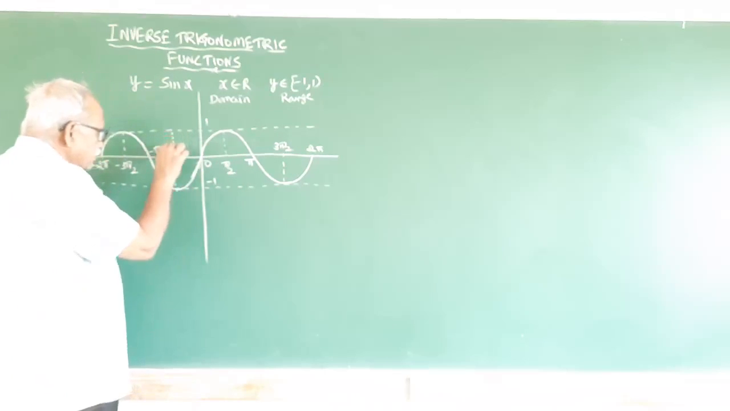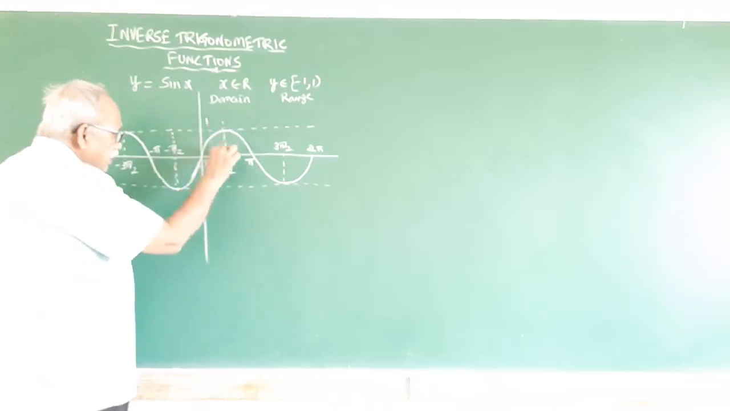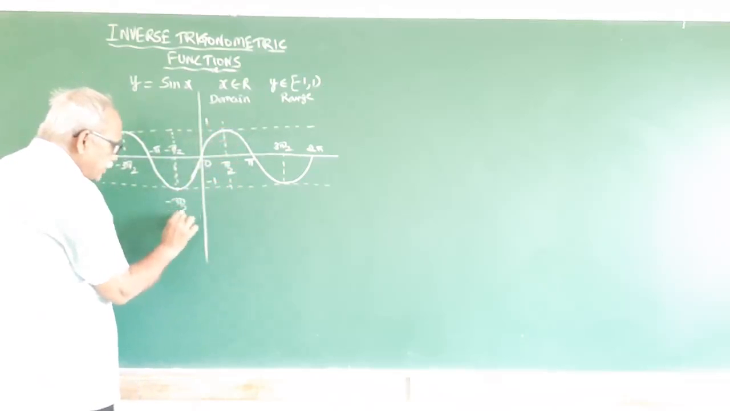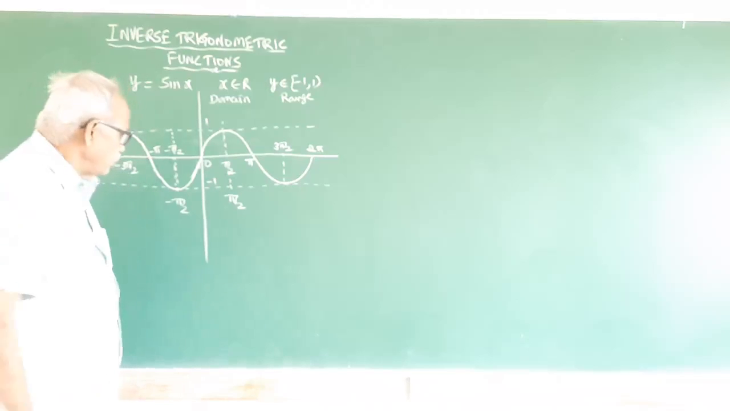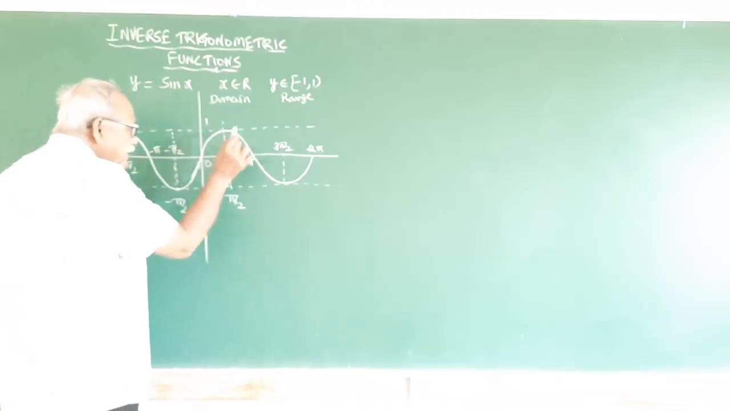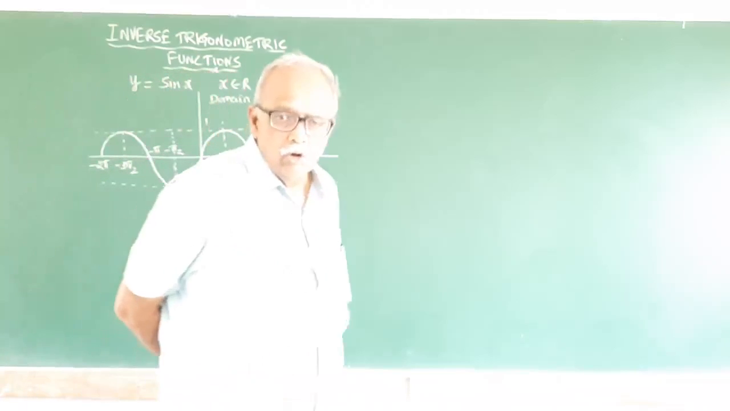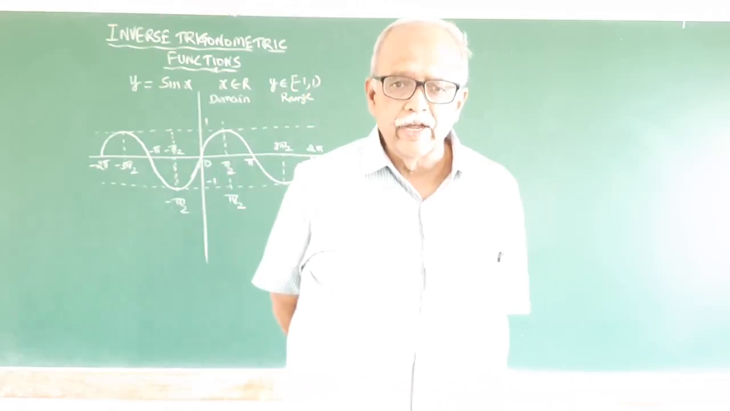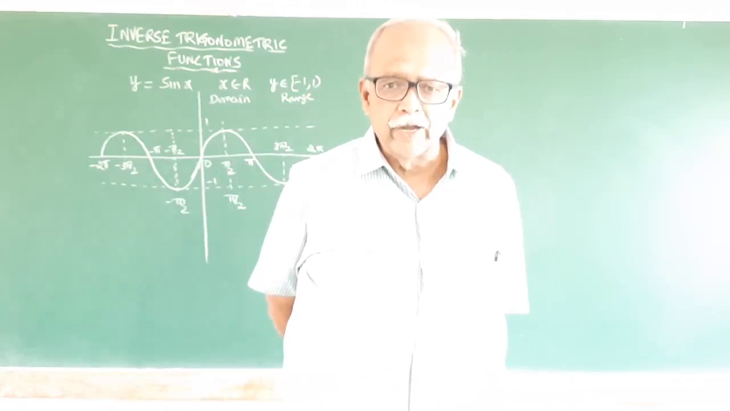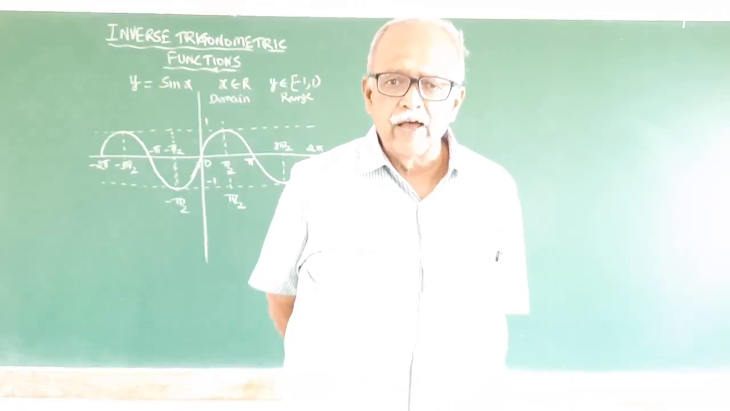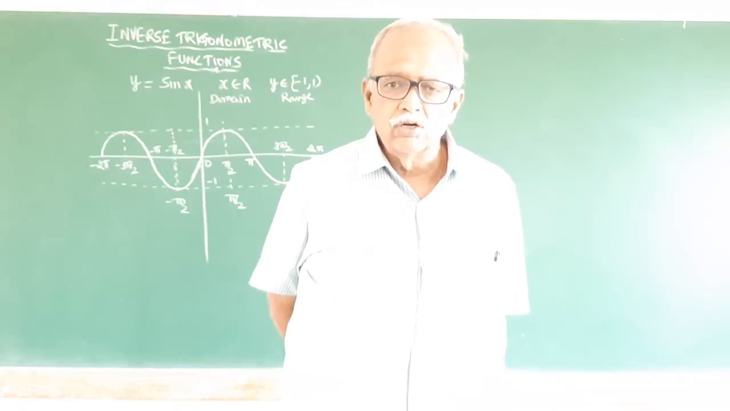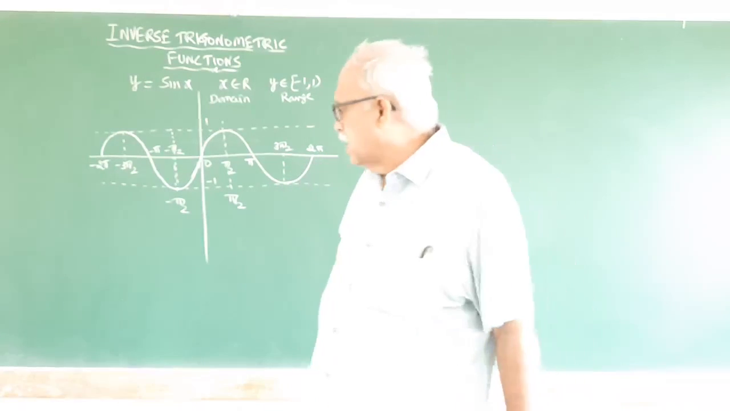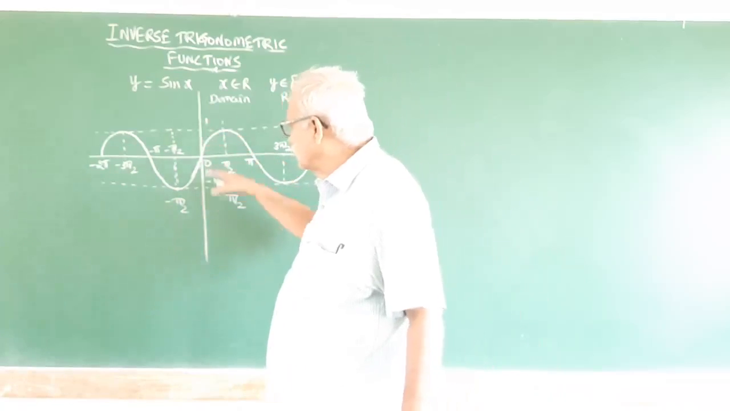You see this point and this point, that is minus pi by 2 to pi by 2. You draw a horizontal line. It intersects the graph at only one point. So we take minus pi by 2 to pi by 2 as the principal value domain of the sine function, where it can behave as a one-to-one and onto function. Onto is very simple, minus 1 to 1 only.